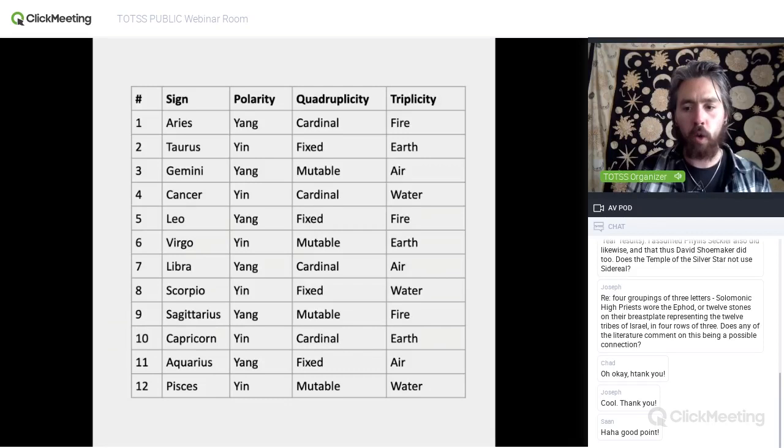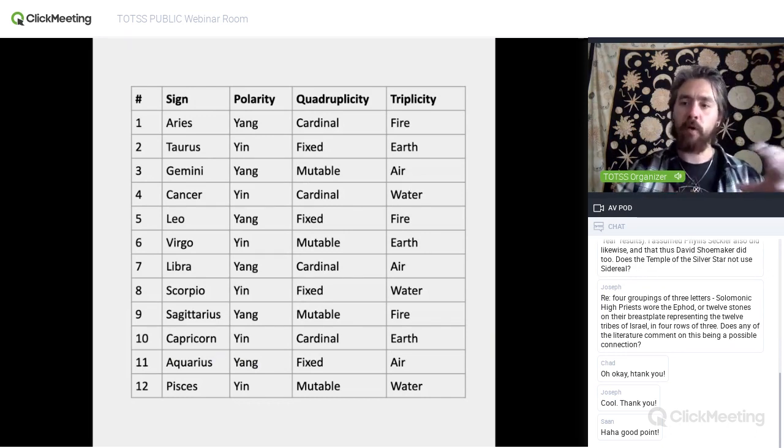Now we've got the quadruplicities here: cardinal, fixed, mutable, and it's just going to cycle right through cardinal, fixed, mutable, all the way down. And again, that will wrap perfectly around because 12 is divisible by 3. From Pisces, which is a mutable sign, you'll go right back to Aries, which is a cardinal sign. And then your triplicity, fire, earth, air, water, listed in the same way.